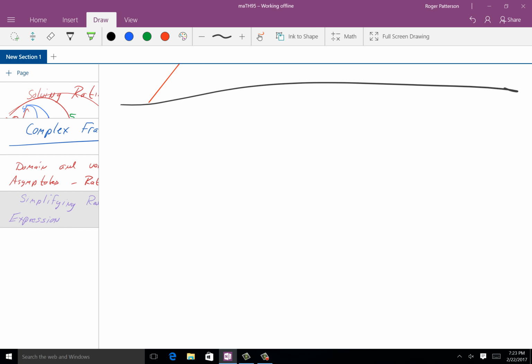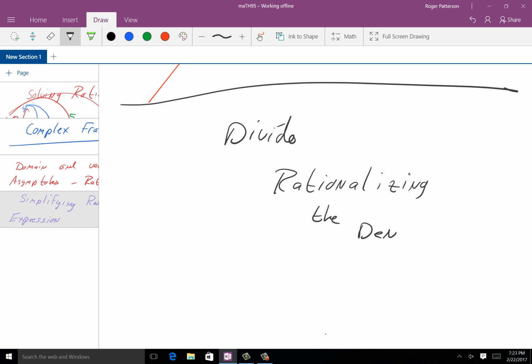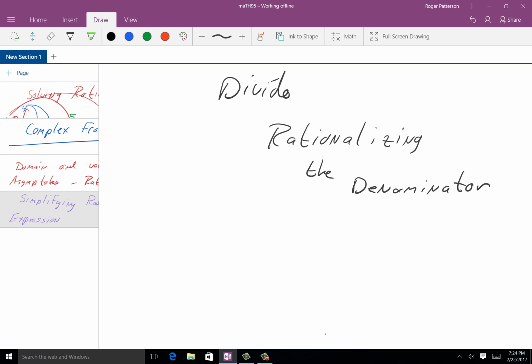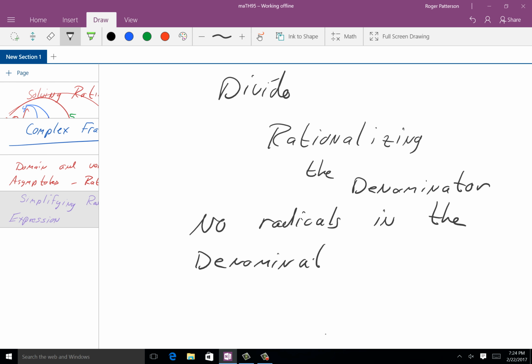So let's do some more people before we leave, if I didn't get you for sure. All right, last thing we're going to do is divide these, but this is better known as rationalizing the denominator. The basic rule is no radicals in the denominator of a fraction. Can't have that. I don't know why, but it's one of those mathematical rules. No radicals in the denominators.